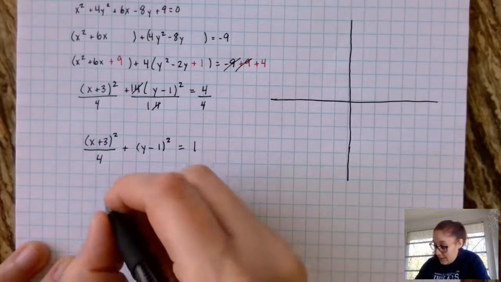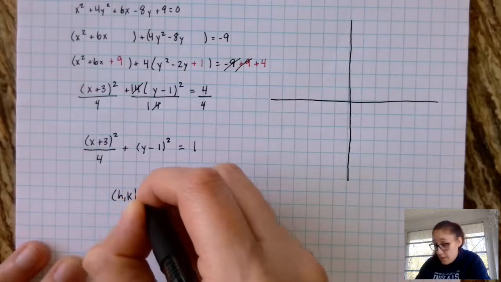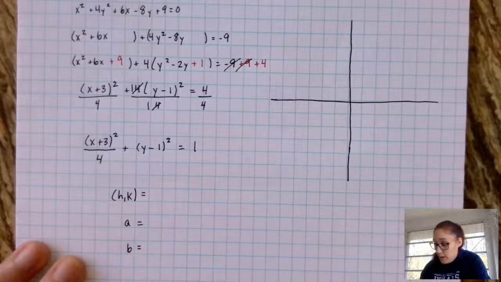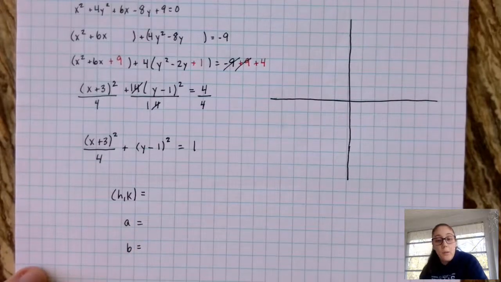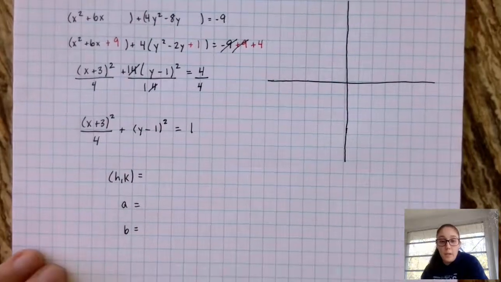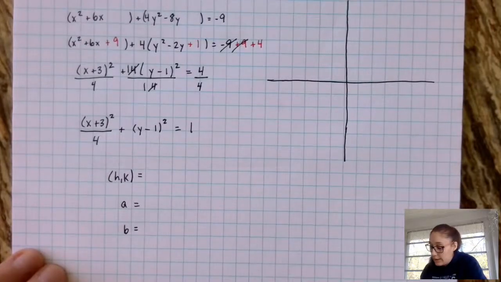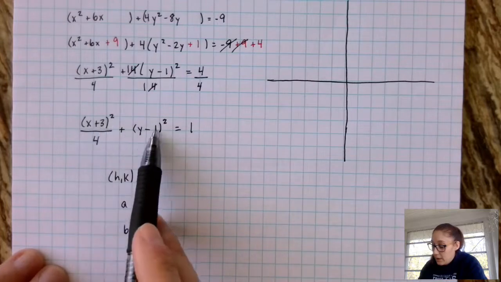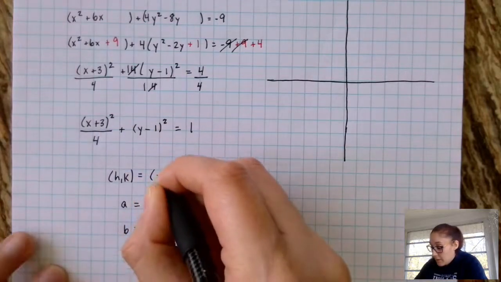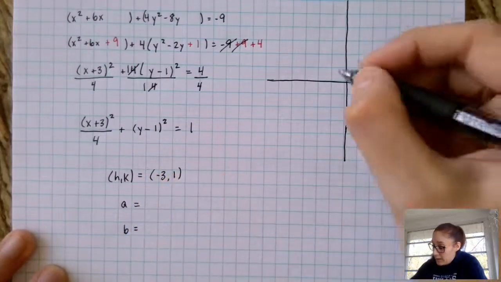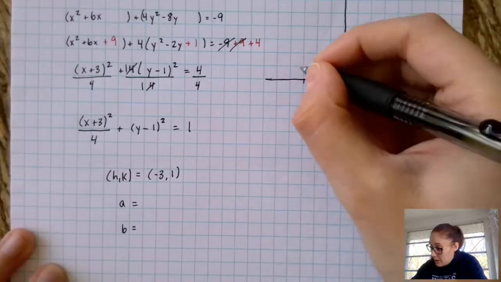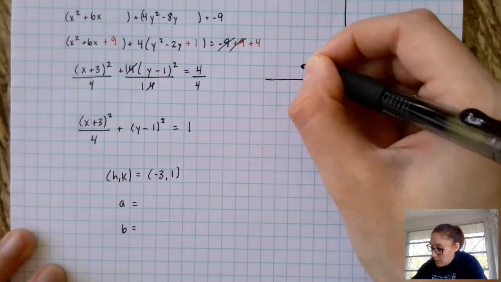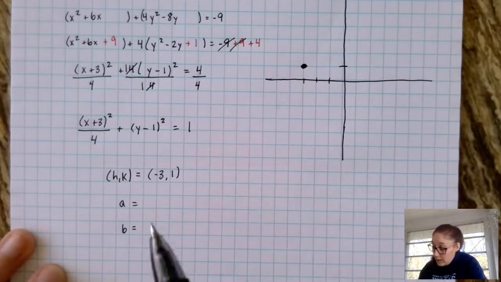Now I want to identify my center, my A and my B. I don't need to graph the foci, so I don't need to find C. Alright, you could if you wanted to, but it's not necessary. So my HK is my center, so it's going to be negative 3 and positive 1. Alright, so negative 3 and positive 1. That's my center.